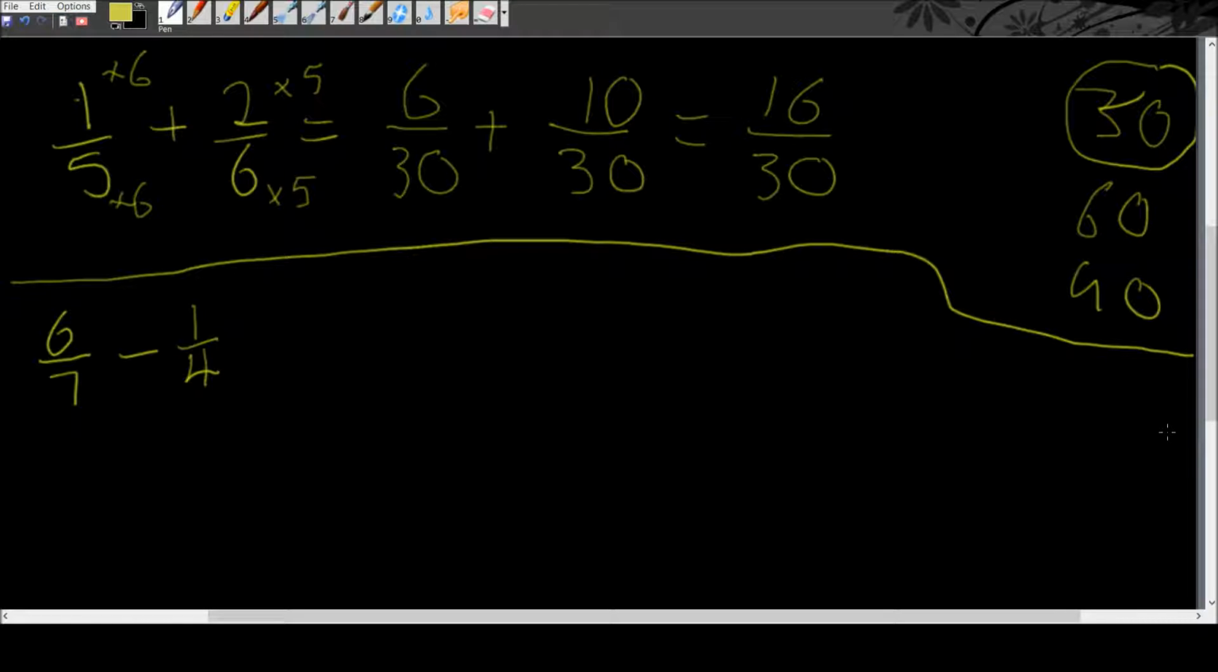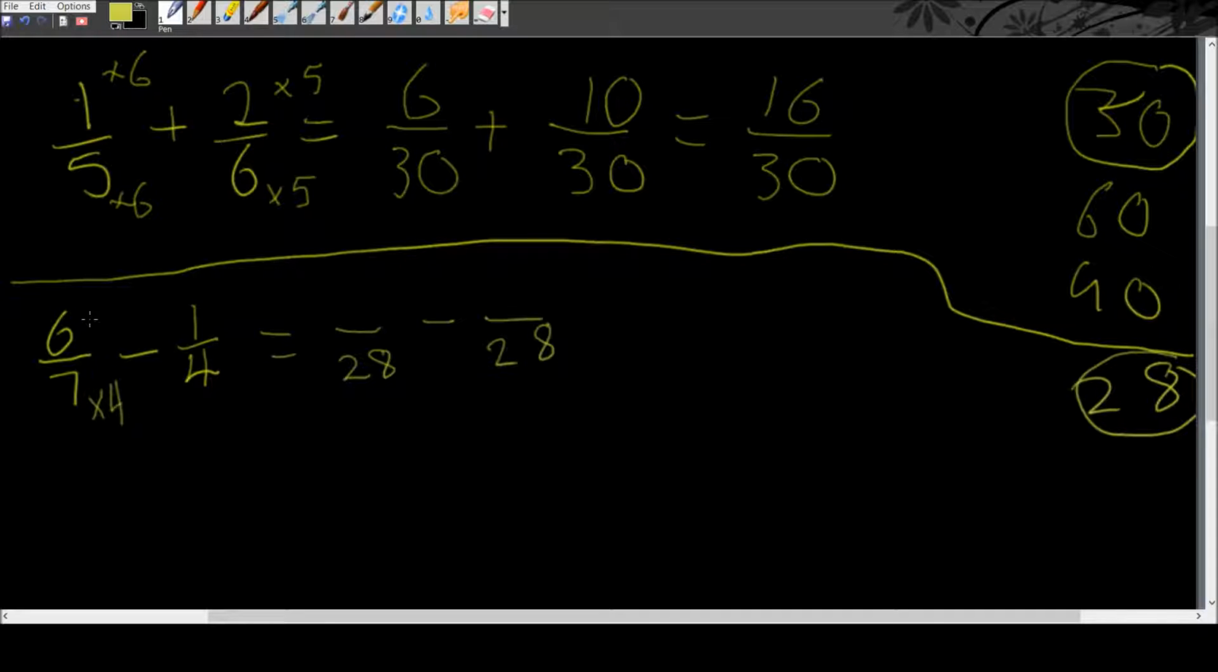Okay, so the smallest number that they both go into is 28. Lovely. Okay. So already I'm going to pre-make two fractions that have 28 as a base. Okay. Now we're going to look at the first one, 6 over 7, and say, what did we do to 7 in order to make it a 28? We times it by 4.